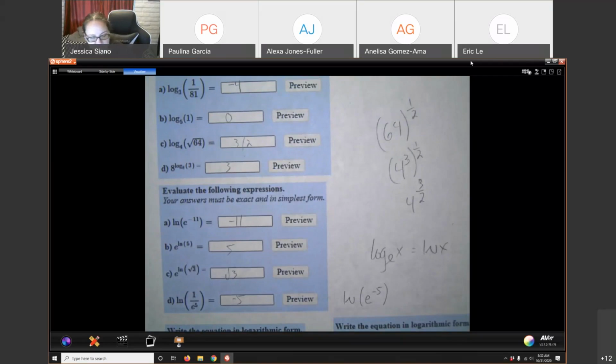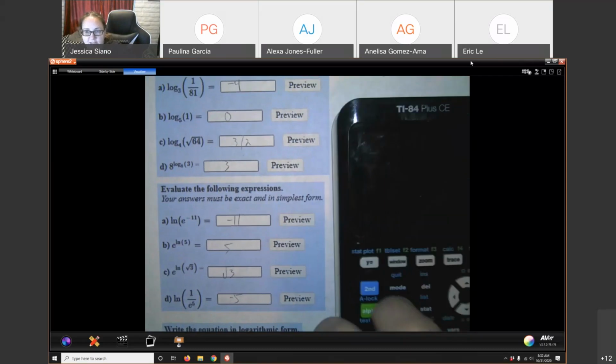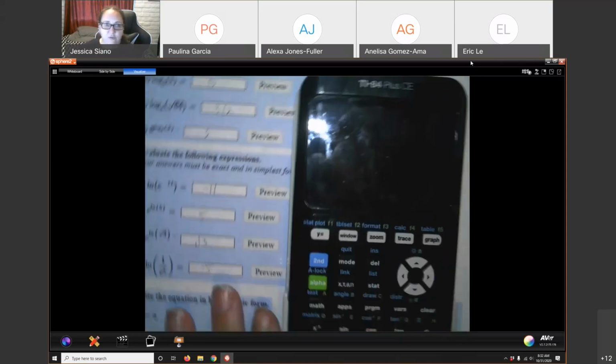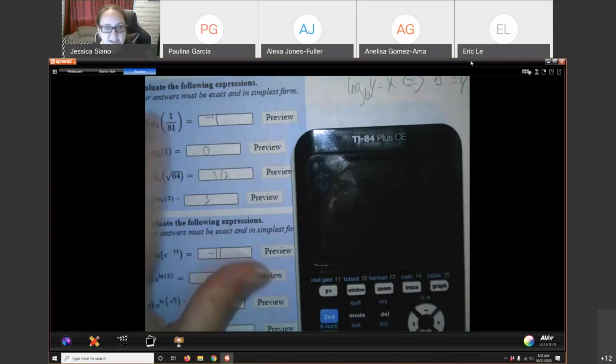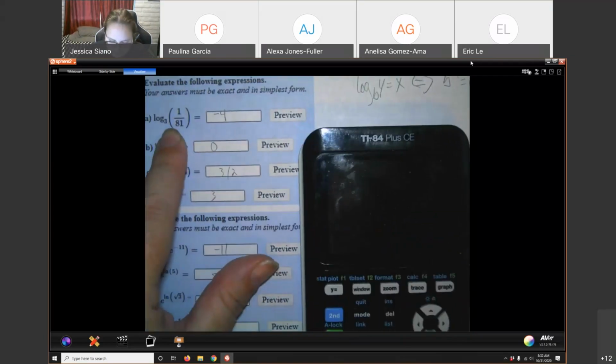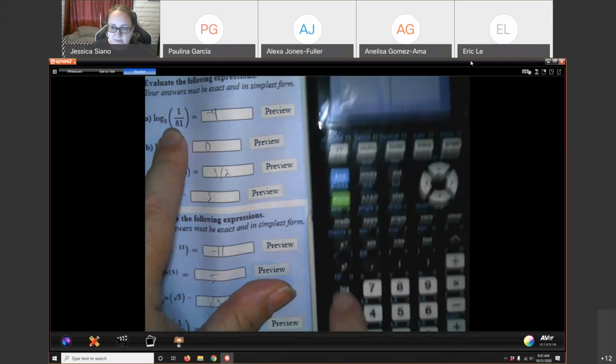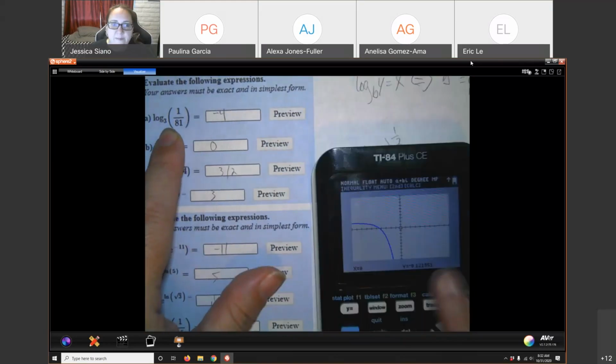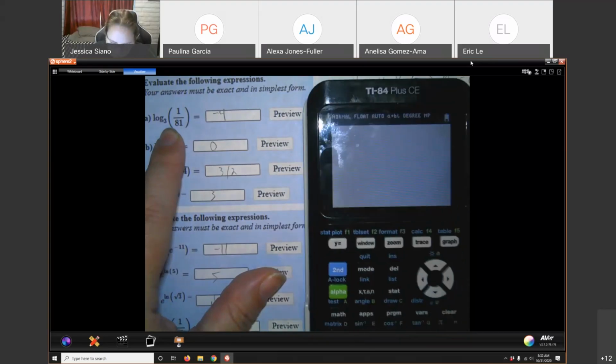If you have a TI-83, then you need to use the change of base formula. So if you have a TI-83, in order to put this in your calculator, you would have to use this log button right here. It would help if you could actually see what I was pointing at. The one next to the 7. And you would do the log of 1 over 81 divided by the log of 3.